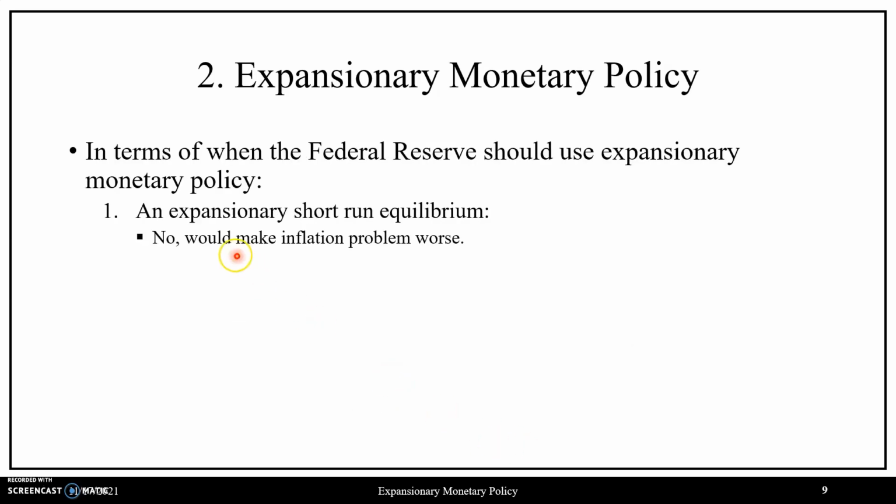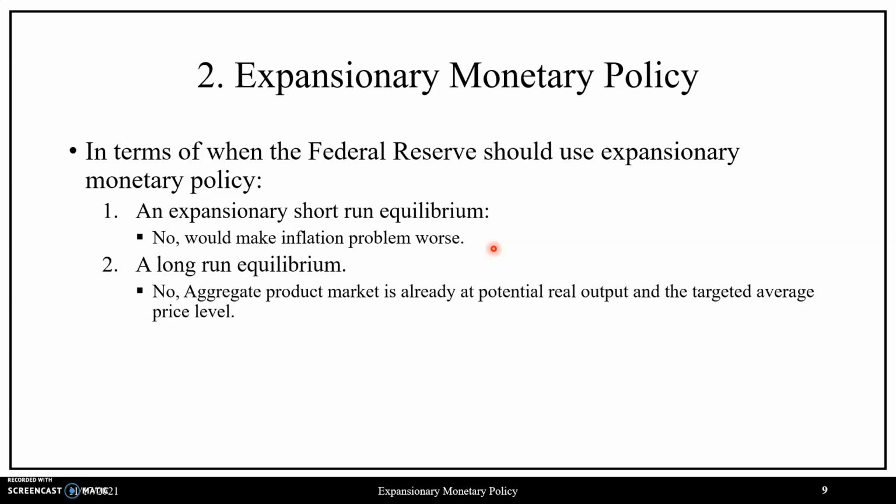Now, lastly, in terms of when the Federal Reserve should use expansionary monetary policy, consider our three potential equilibria states for the aggregate product market. In regards to an expansionary short-run equilibrium, expansionary monetary policy would not be wise, in that in this state, the aggregate product market has an inflationary gap: we're producing above potential real output and we have an increased average price level compared to our targeted average price level, so inflation is a problem. If we were to stimulate aggregate demand further, this would make the inflationary gap worse and make inflation a worse problem than it already is.